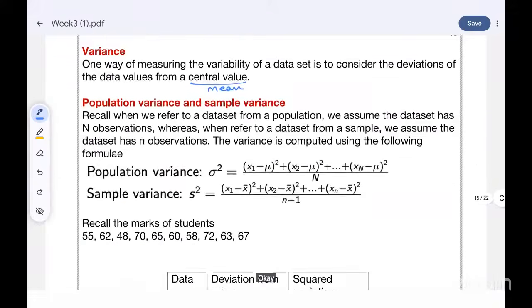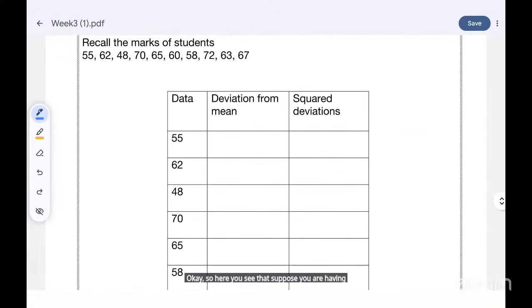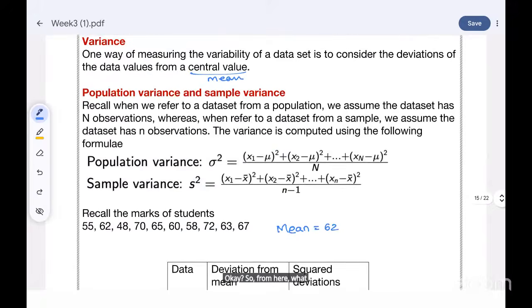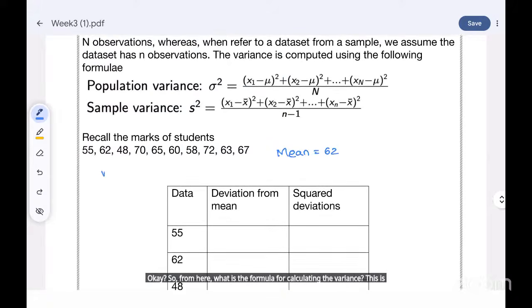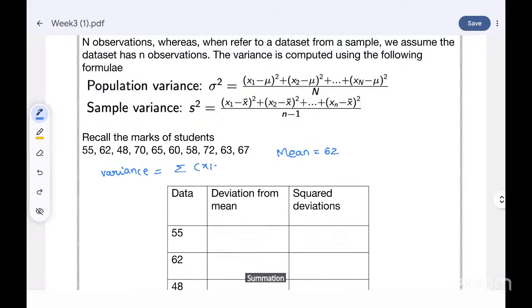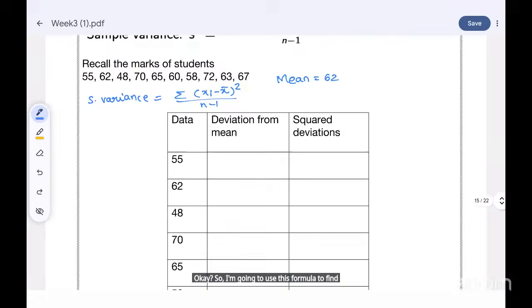Suppose you have this data. Everyone please take your paper, pen, and calculator, everything in your hand. For this data we have already computed the mean, which is 62. What is the formula for computing the variance? Variance is the summation of (xi minus x bar) squared, divided by n minus 1. This is the sample variance. I'm going to use this formula to find the sample variance.